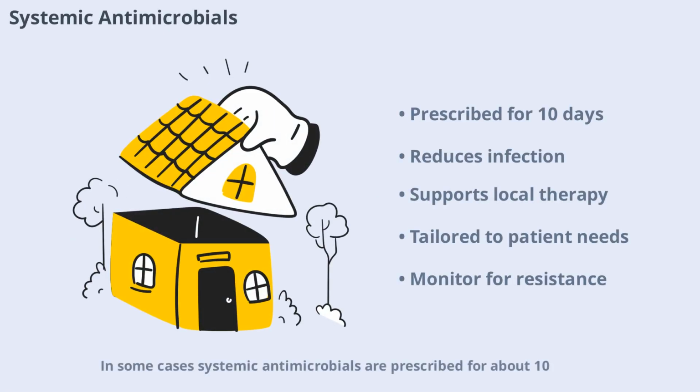In some cases, systemic antimicrobials are prescribed for about 10 days to help control infection associated with peri-implantitis. These medications work throughout the body to reduce bacterial levels and support local treatments. However, their use should be carefully considered and tailored to each patient's needs, as overuse can contribute to antibiotic resistance.